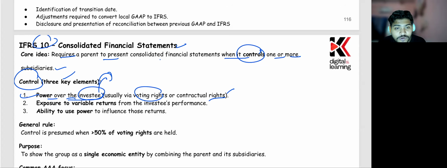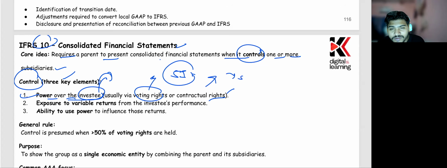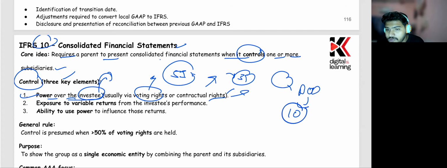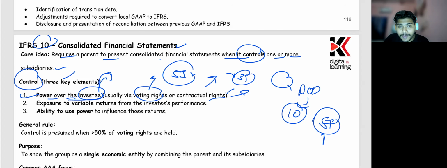By voting right, they're referring to 51% plus. By contractual right, it means that even if they have less than 51%, there is a contract that the power or control will be with the parent company. For example, in the board of directors, out of 10 board members, suppose I put eight votes from my team. In that case, the power is there over the investee in which we are investing. It could be because of 51% or more shares, or because of a contractual right.